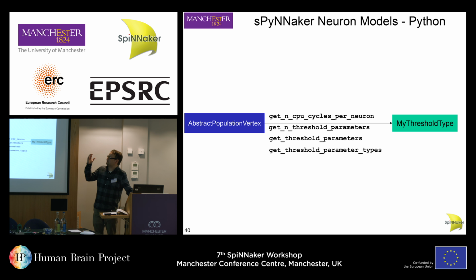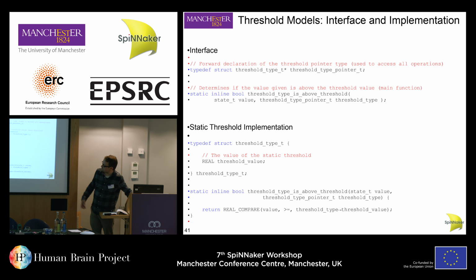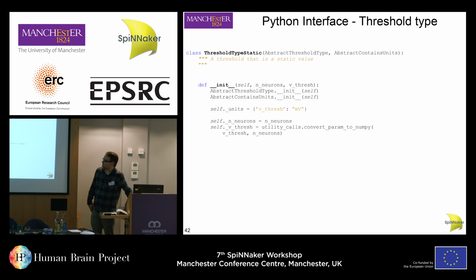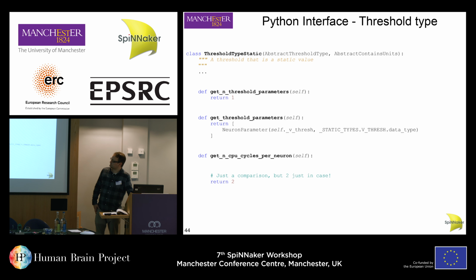And basically, it's the same for each other component that you could think of defining, each of the 5 different components. So for threshold type, again, you define the number of cycles, you tell it how many threshold parameters there are, what the threshold parameters are, what the types are. And this is an example of a threshold model again. So this is the C code that you saw earlier. And all you do in Python is you define a class for the threshold type, you pass the value in through the init. You can define the parameter, you can set the getter and setter, as I said earlier. And then you do the get threshold parameters function, as before.